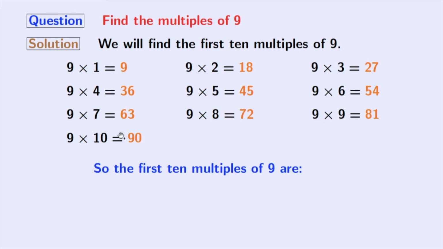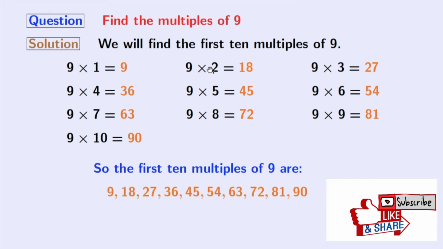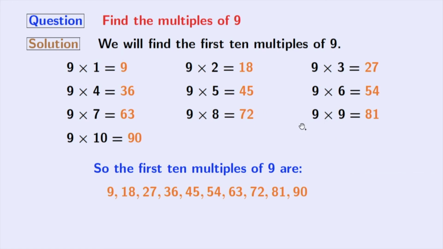So look, here are the first 10 multiples of 9, which are the orange ones. Those are 9, 18, 27, 36, 45, 54, 63, 72, 81 and 90. You can find more multiples of 9 using the same process.